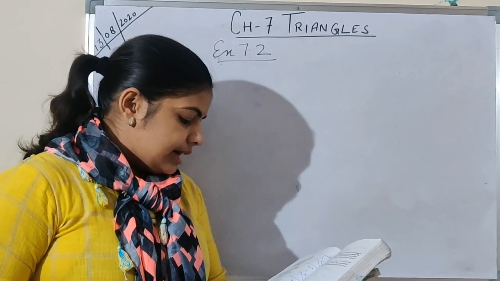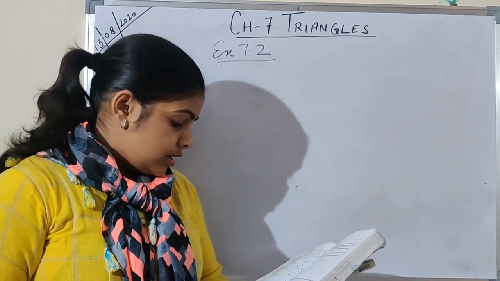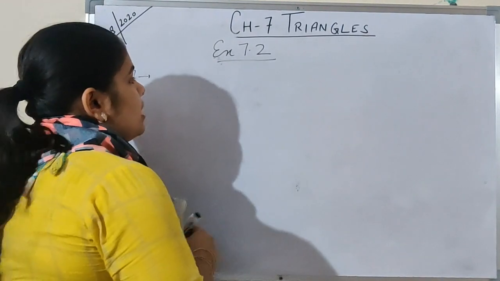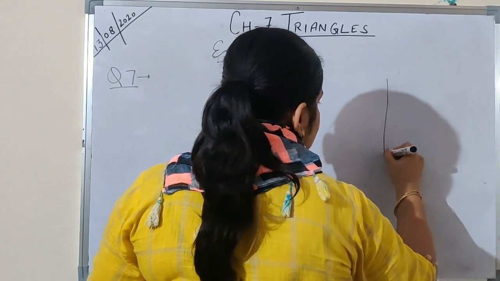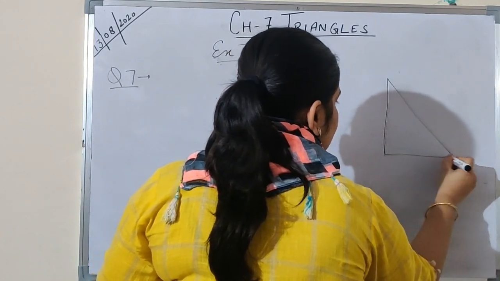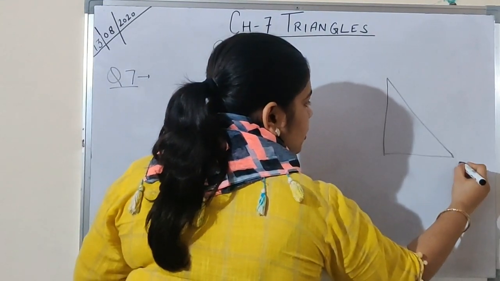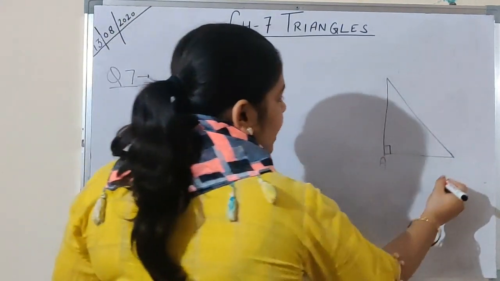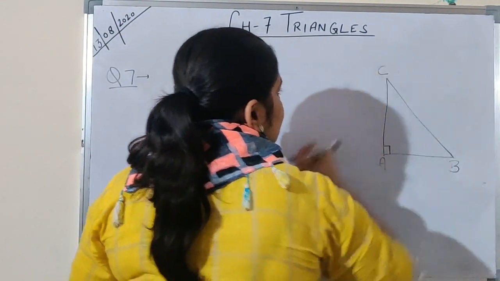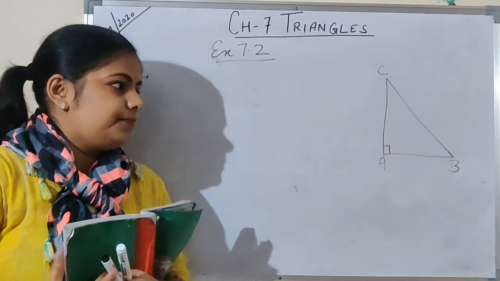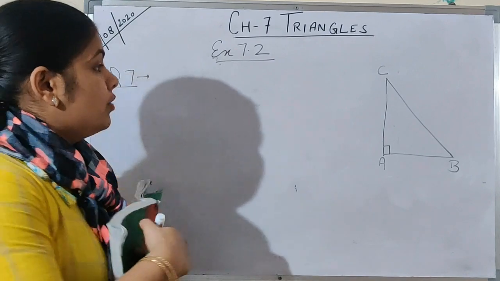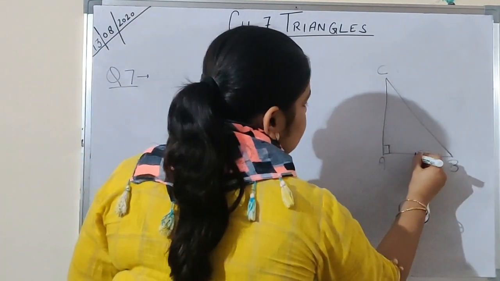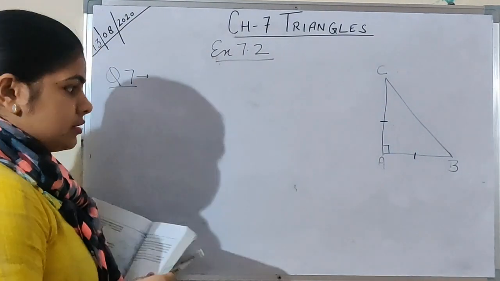Please listen carefully. According to the question, I'm drawing the figure over here. The question is, ABC is a right angle triangle in which A is equal to 90 degrees. So first, I'm drawing a right angle triangle, where A is equal to 90 degrees and the other points I'm taking as B and C. Now, what else is given? AB is equal to AC is given to us.